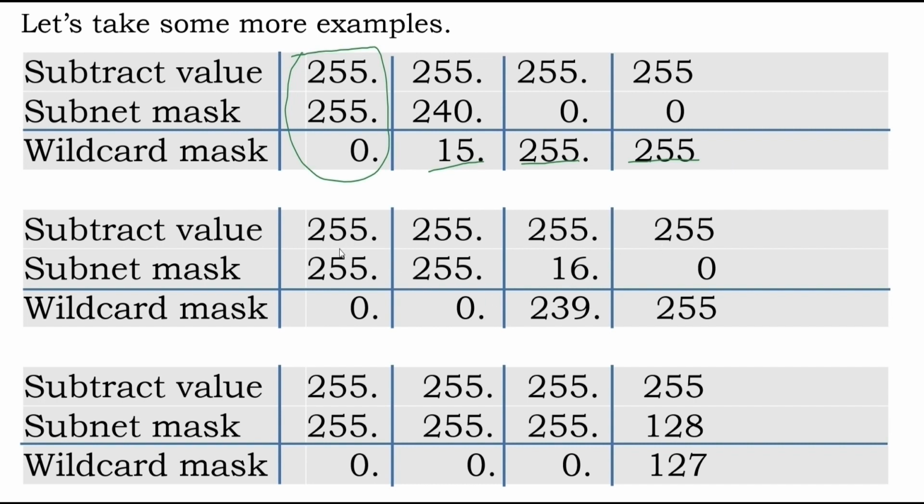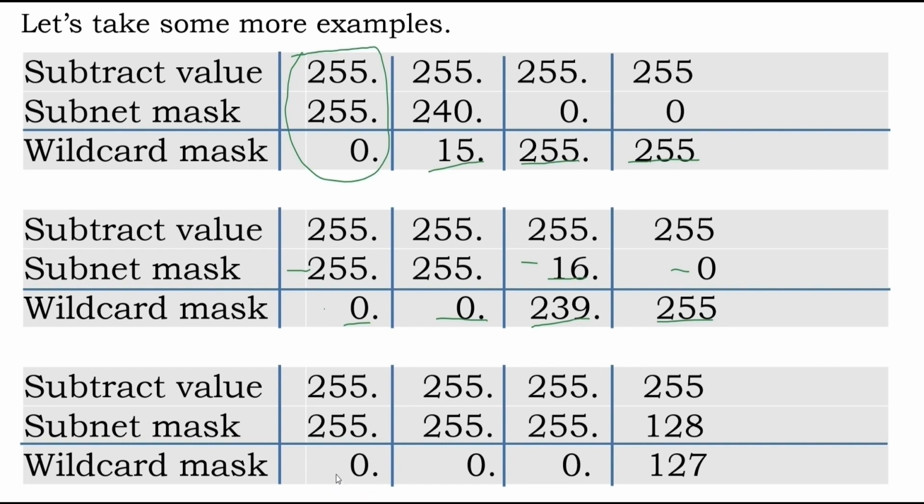In the second example, 255 minus 255 equals 0. So, we will write 0 here. And here. In the third byte of the subnet mask, we have the value 16. If we subtract 16 from 255, we get 239. Therefore, we will write 239 in the third byte of the wildcard mask. 255 minus 0 equals 255. So, we will write 255 in the fourth byte.